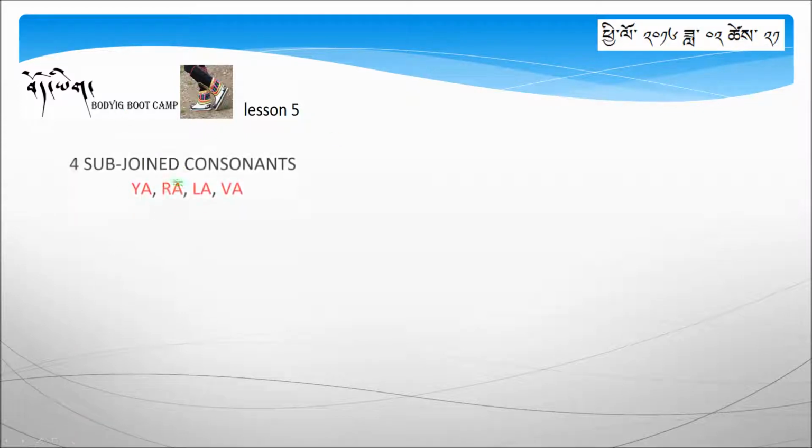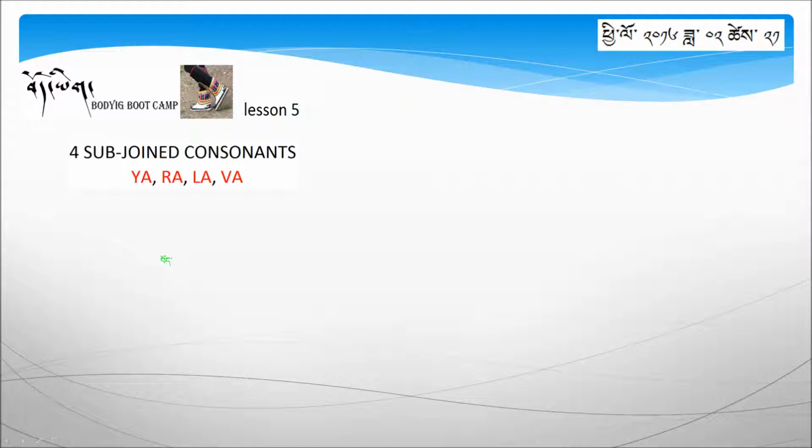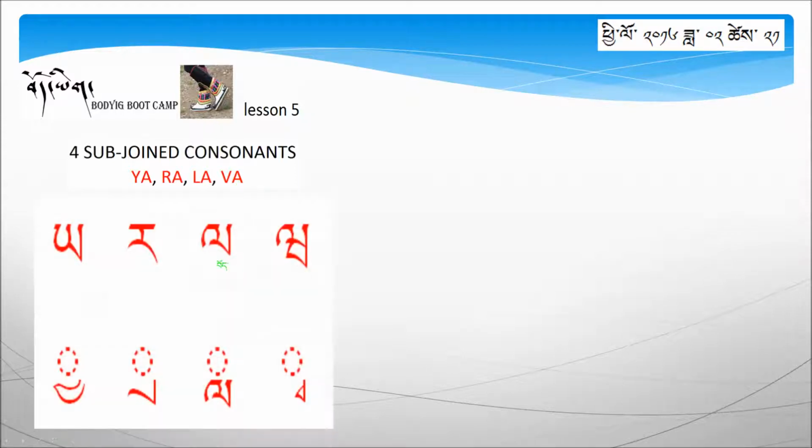In this lesson we're going to learn the 4 different subjoined consonants in the Tibetan language, and those 4 consonants are ya, ra, la, and wa. These are the 4 letters that could be used as a subjoined consonant, and when the letter ya is used as a subjoined consonant, it becomes this character right here.